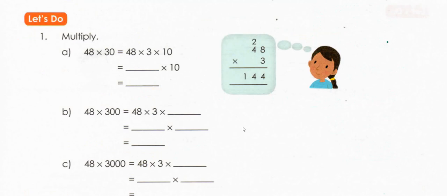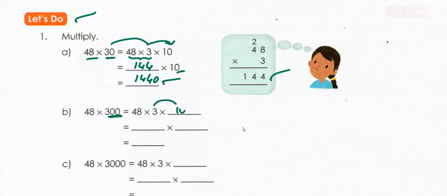Here given, let's multiply 48 into 30. 30 can be written as 3 into 10. Now 48 into 3 is 144. So 144 into 10, here only 1 zero, you keep it beside this number, it becomes this much. 48 into 300, 300 means what? 3 into 100. Now you do this. 48 into 3 how much? 144. 144 into 100. Now here you have 2 zeros. Keep 2 zeros beside this number. It becomes 14,400.